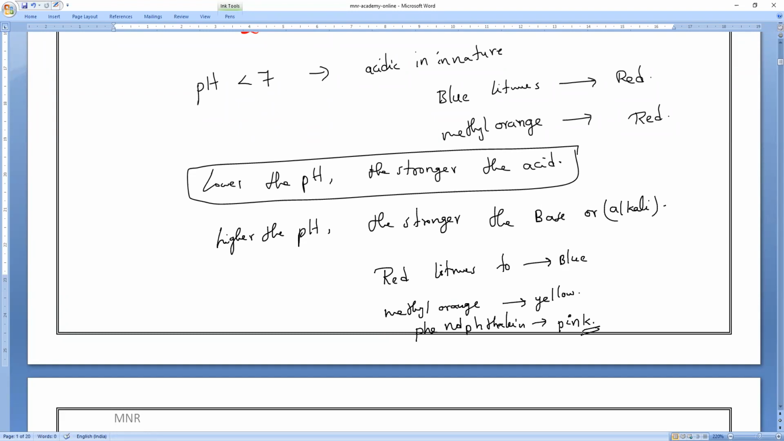So phenolphthalein will show pink color with bases. That is what you have to remember. Are you all writing the notes? Every point is very important. Keep it in mind, make it quick, and write it.